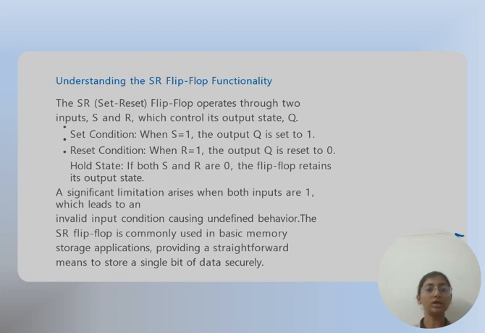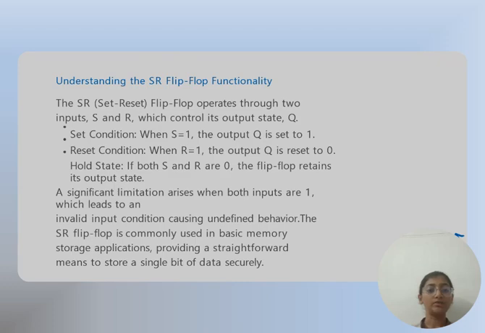Here, the SR flip-flop operates through two inputs, that is S and R, which control its output state, that is Q. As we saw in the truth table, when S equals 1, the output Q is set to 1. If R equals 1, the output Q is reset to 0. If both S and R are 0, the flip-flop retains its output state, that is called hold state.